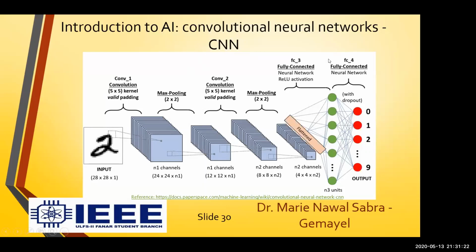What they call here a fully connected neural network is a basic neural network that was explained in the beginning of this session. And this fully connected neural network is going to give the output. It should in here classify it as digit number 2. If it classifies it as any other digit, it means it's an error.